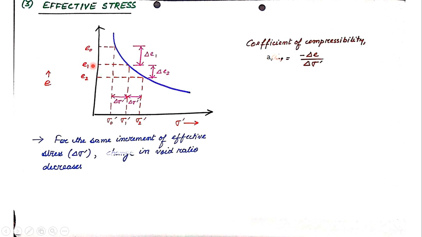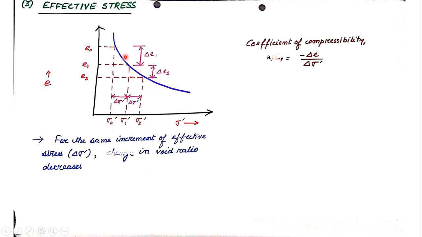So now the void ratio will decrease from e1 to e2, but you can see that the decrease from e0 to e1 and the decrease from e1 to e2 are different. The decrease from e0 to e1 was higher, whereas the decrease from e1 to e2 is a bit less. So if I denote the decrease from e0 to e1 as del e1 and the decrease from e1 to e2 as del e2, then you can say that del e1 is greater than del e2. So what I can conclude from this curve is, for the same increment of effective stress, del sigma dash, the change in void ratio decreases.